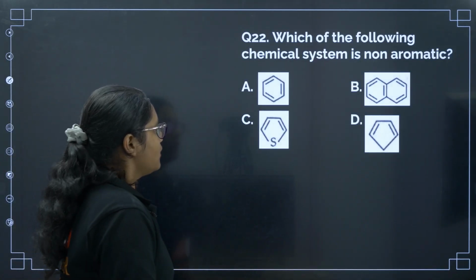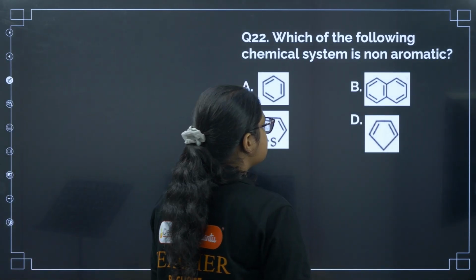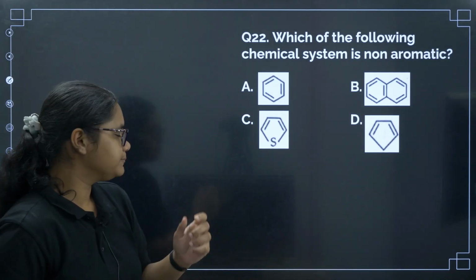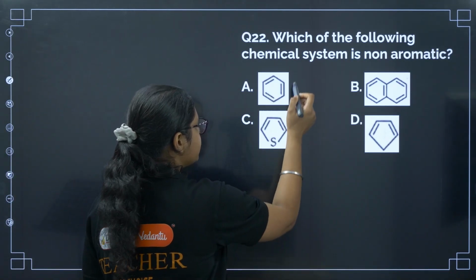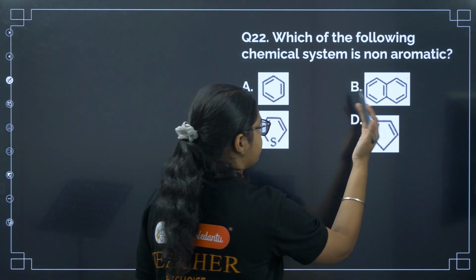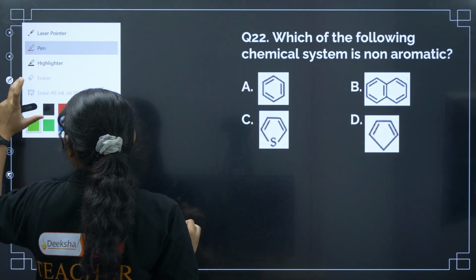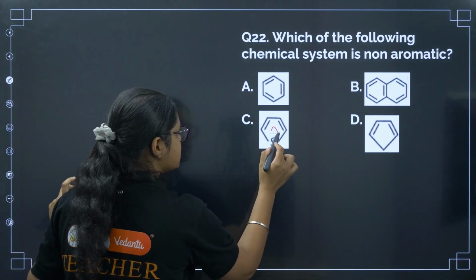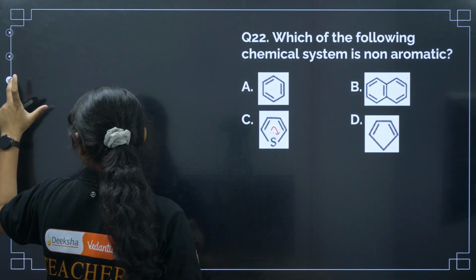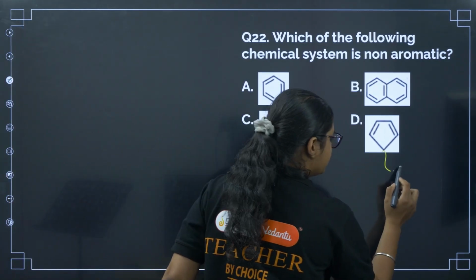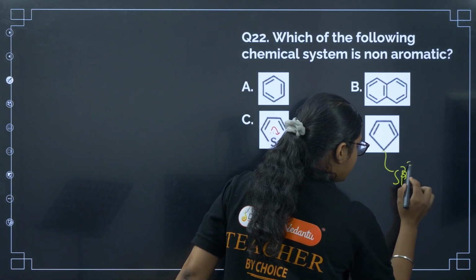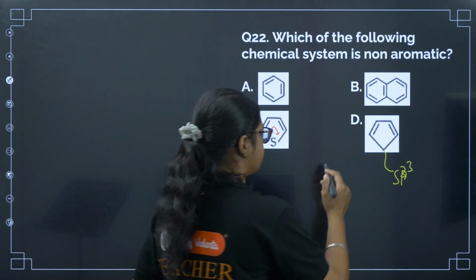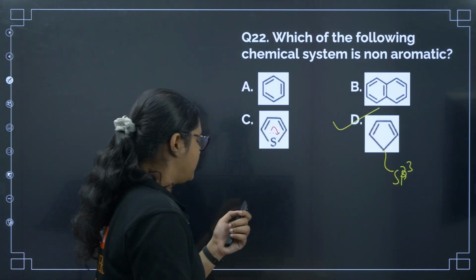Next, which of the following chemical systems is non-aromatic? So you know, for non-aromatic there should be an sp3 carbon. In option A, all the carbons are sp2. In option B, all the carbons are sp2. In option C, there is conjugation. If you can see, sulfur has a lone pair, which is under conjugation. In option number D, if you see, this carbon is sp3, so it is not a planar molecule, so conjugation cannot take place. So the correct answer for this question will be option number D.